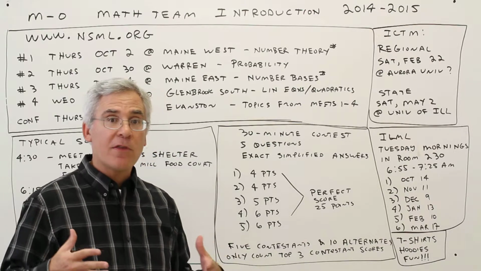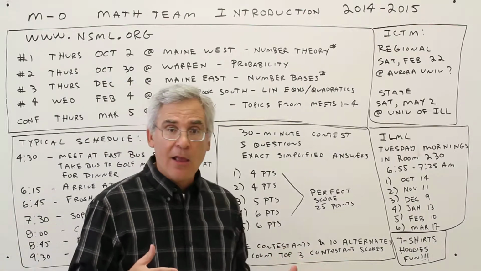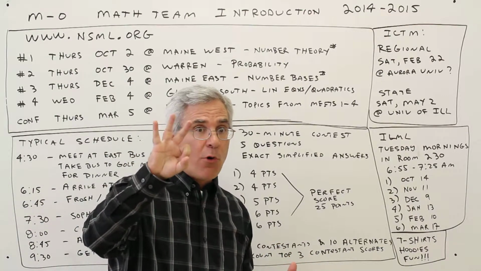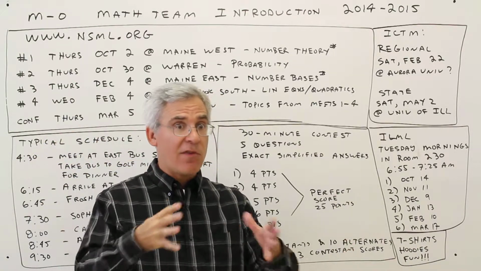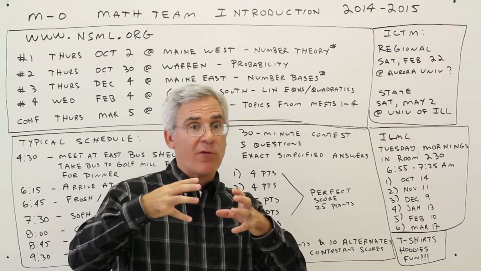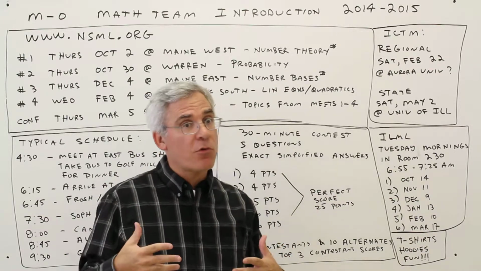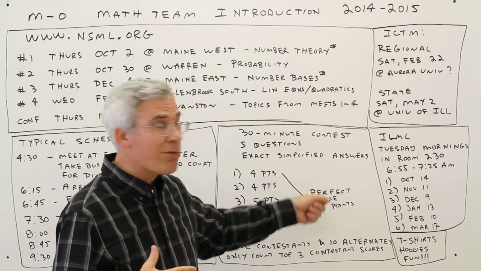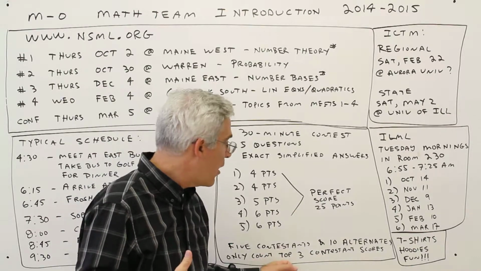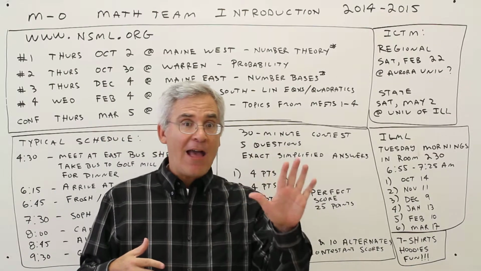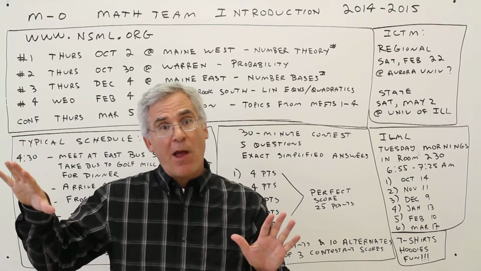And then as far as the team scoring, they take the top 3 scores from the contestants and sum those together. So that would be the freshman team score, sophomore, etc. So a perfect team score would be 75, 25, 25, and 25. Keep in mind, I've got 5 contestants and the rest are alternates.